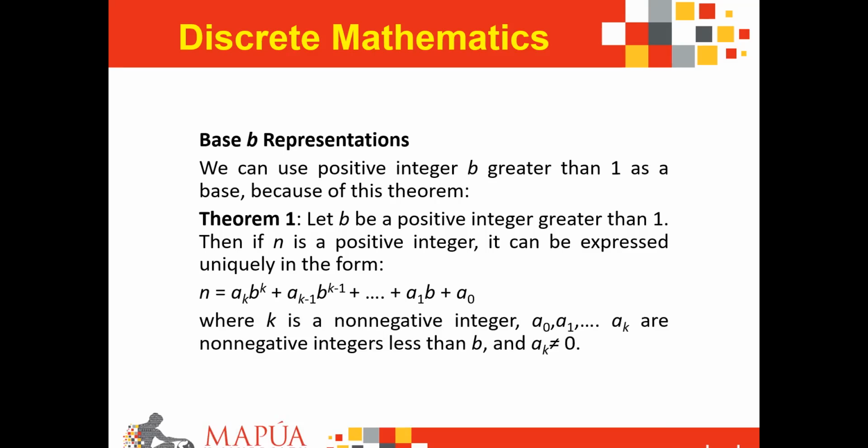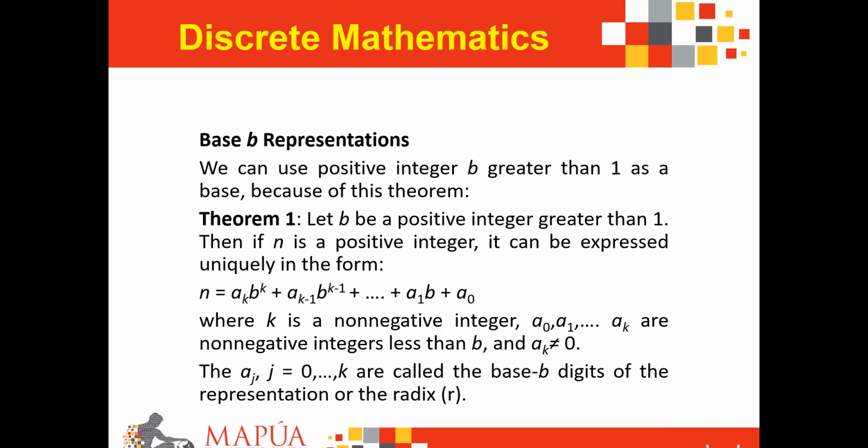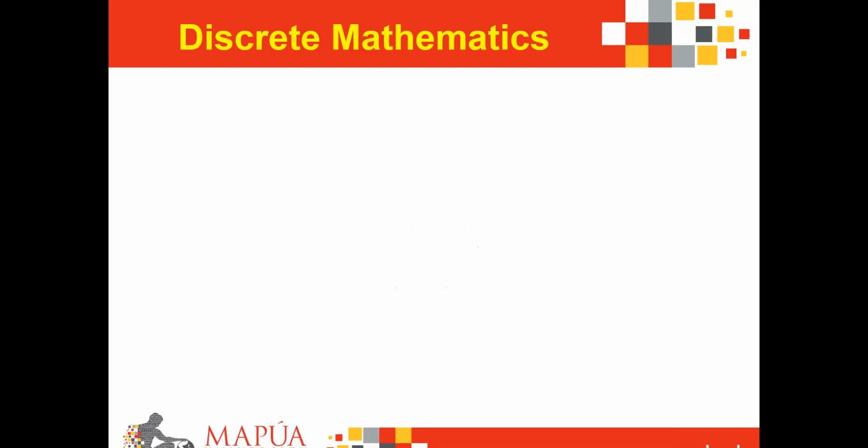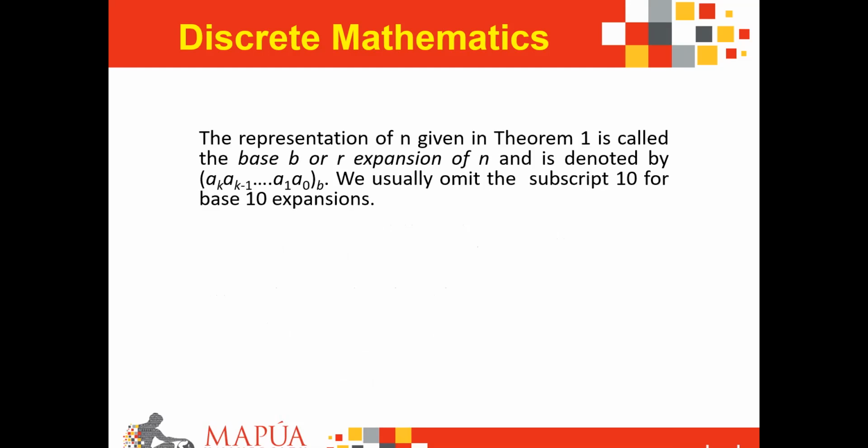Which means k is a non-negative integer, and a subscript 0 all the way to a subscript k are non-negative integers that are less than b, and a subscript k should not be equal to 0. Therefore, a subscript j, where j is from 0 to k, are called base b digits, and these digits are representations of your radix or your base power.